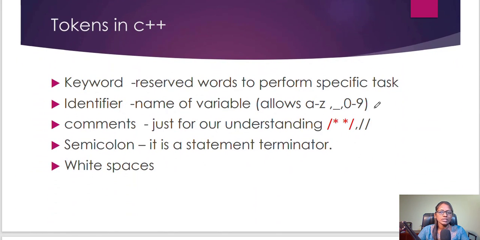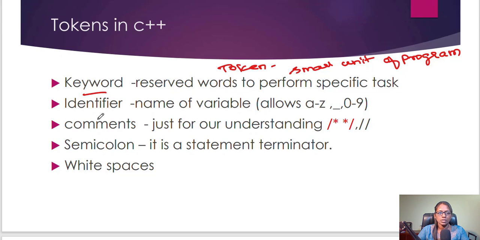And what are the tokens in C++? Tokens are nothing but small units of a program. A small unit of a program is called a token. In a program, whatever you write will consist of these small units. This you should remember, you can write it on your own. So a small unit of a program is called a token.